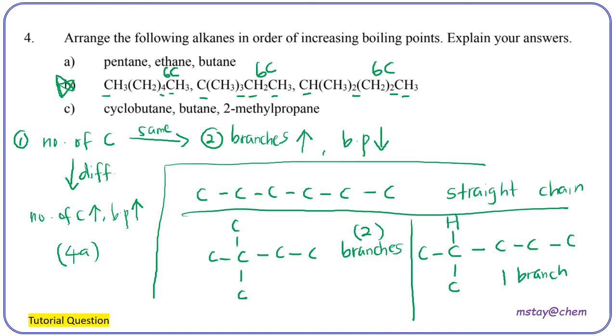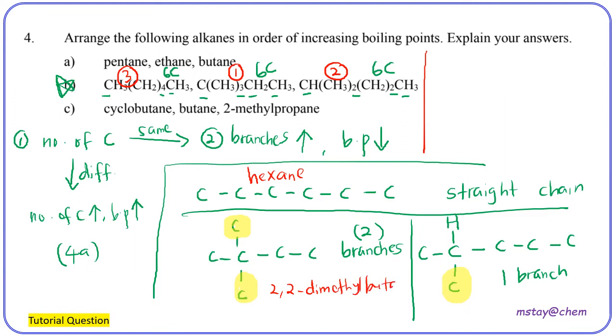Okay, so let's highlight the branch. So this is the branch, and then this is the branch. Based on the statement here, the more branch, the lower the boiling point. So if we want to arrange, this one has the lowest boiling point, followed by this, and then the last one, highest boiling point, is hexane. Since we already know the naming, maybe we also can do the naming. This is hexane. This one is 2,2-dimethylbutane. And then this one is 2-methylpentane.